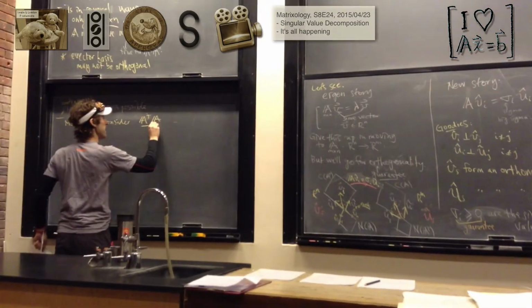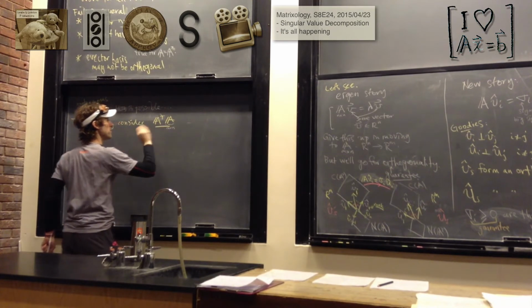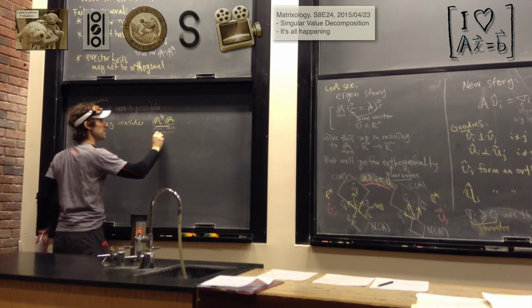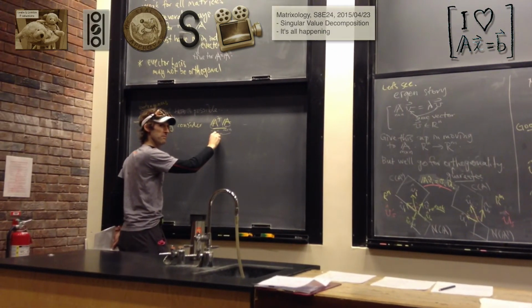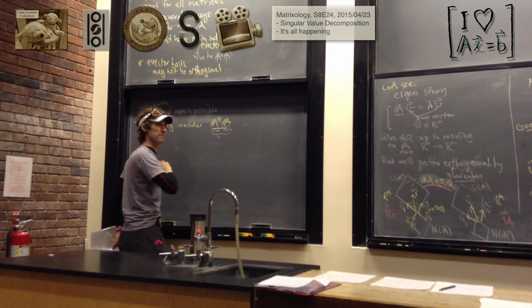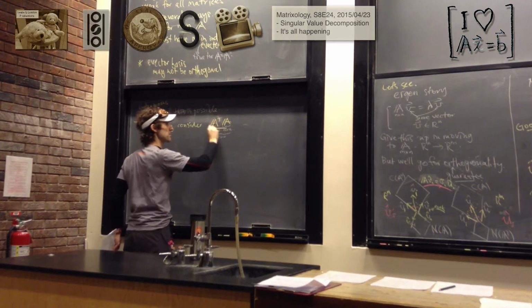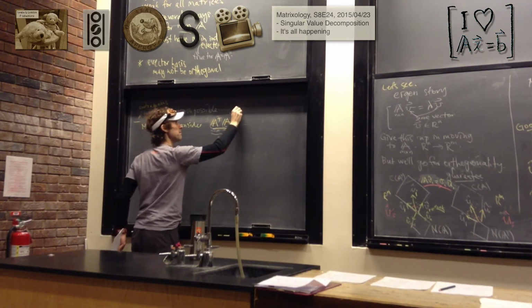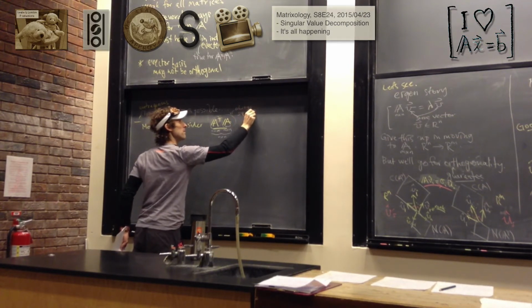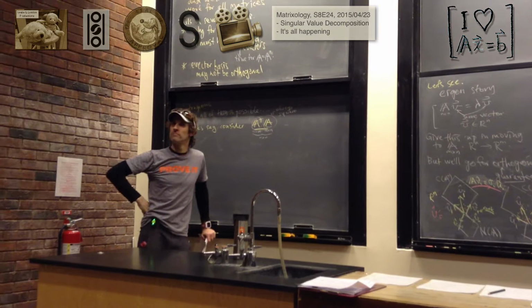So this is m by n. In general, this thing is going to be n by m. So the whole thing is n by n. So this is a square matrix, always square. What else about it?